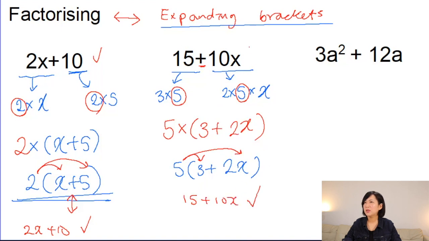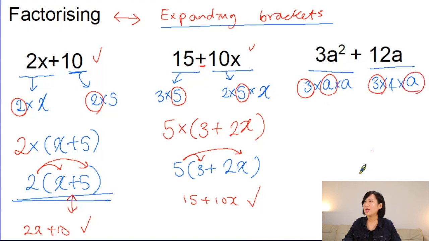Now, next one, we've got 2 terms. 3a squared is 3 times a times a. Now 12a is 3 times 4 times a. Let's see the common factors: 3a and 3a, so our common factor is 3a. Then have a bracket and write down all the other factors, that is a, and then adding 4. 3a bracket a plus 4 bracket.